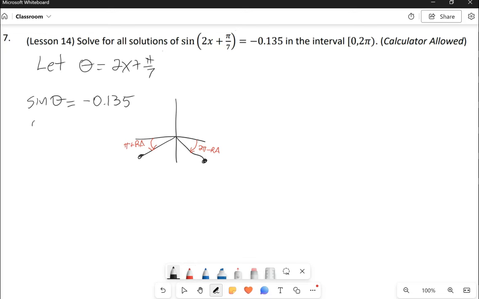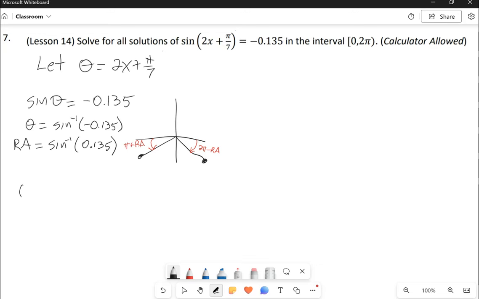Now, reference angle, I'm sure we can solve for theta with arc sine of both sides. But that's not the reference angle. The reference angle is always the arc function of the positive number. That's really what we want to work with.